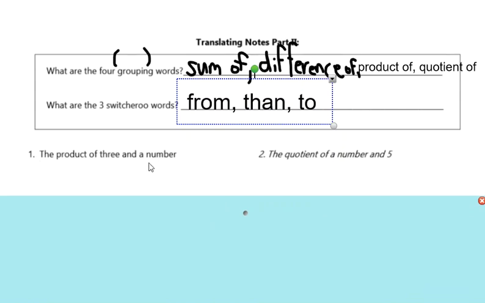Number one says the product of 3 and a number. Product, remember, means multiply. What two things are we multiplying? We're multiplying 3 and a number. So we'd write this one just like 3n.